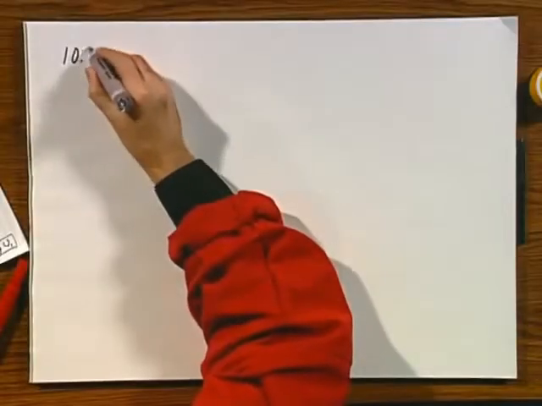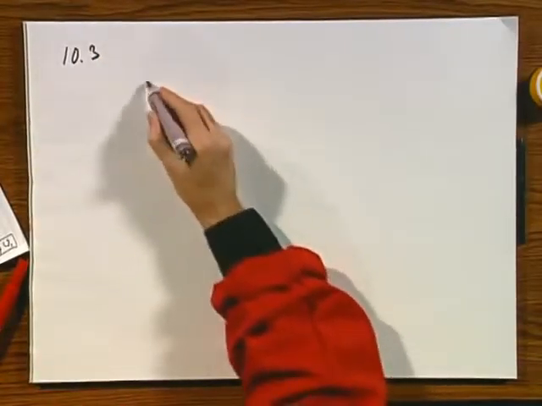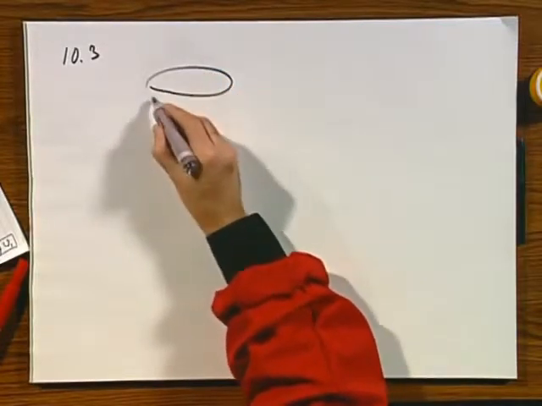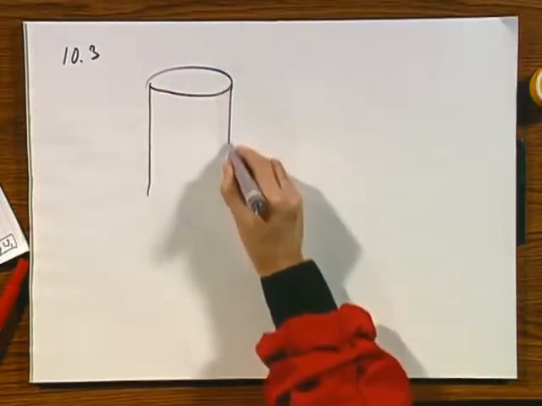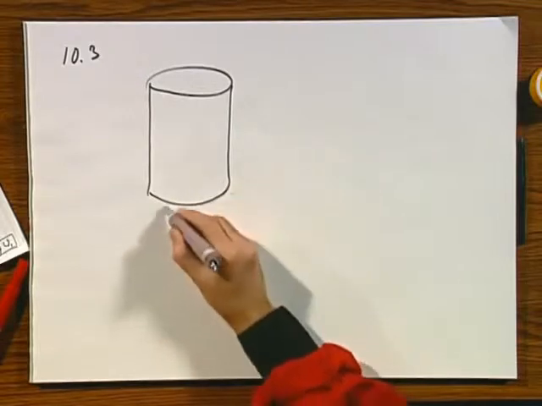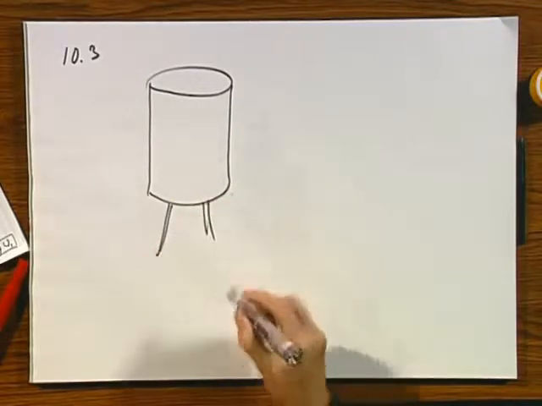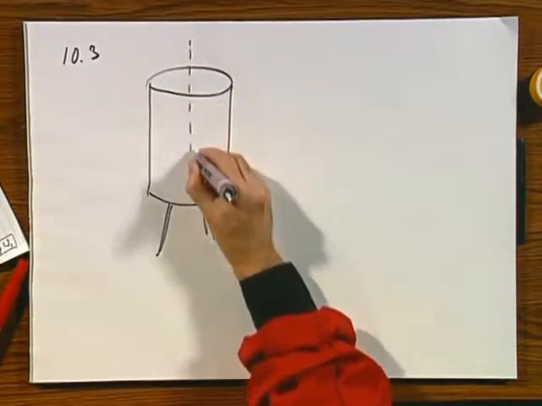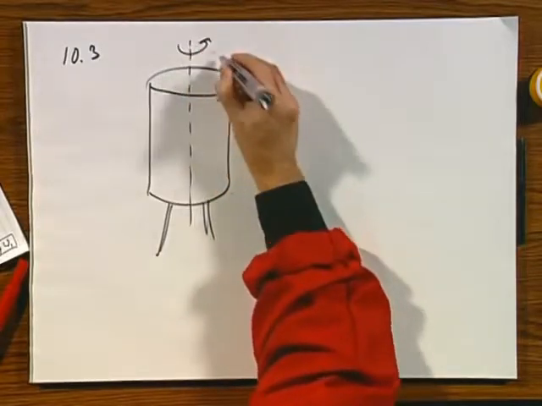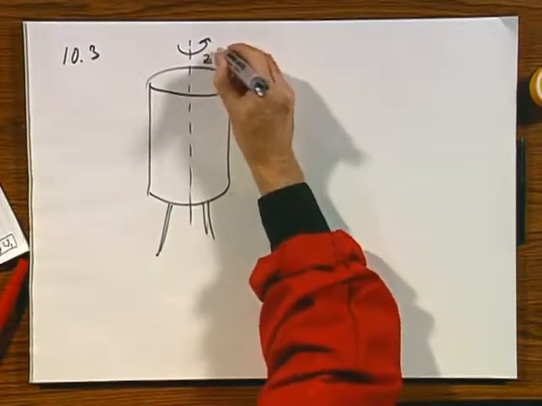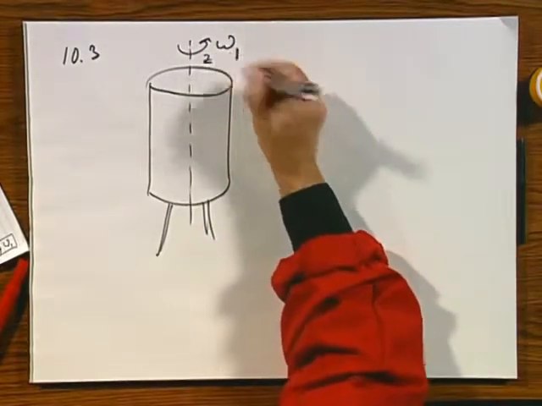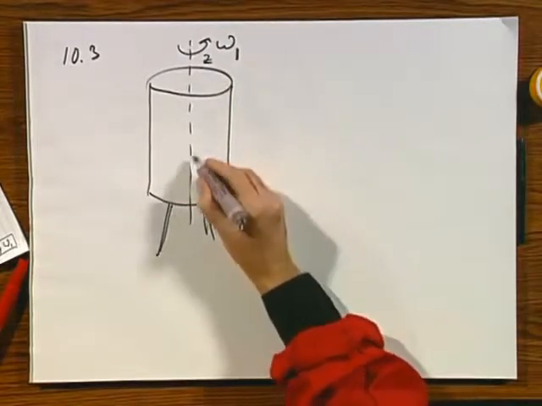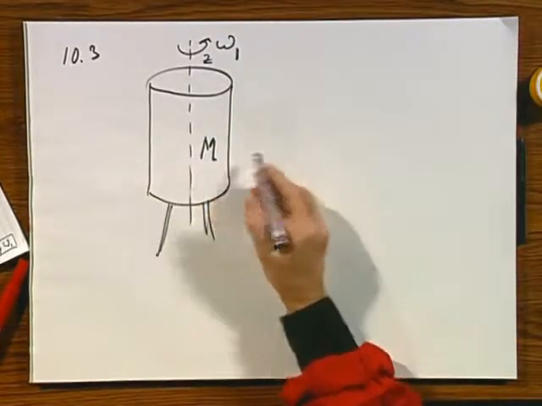Now we come to problem 10.3. We have a human skater, and we assume that the human person is a cylinder, which is perhaps not very friendly. Here are her legs. And it rotates about the center, which I call the center Z, with angular velocity omega 1 in the beginning situation. The mass of the person is m.